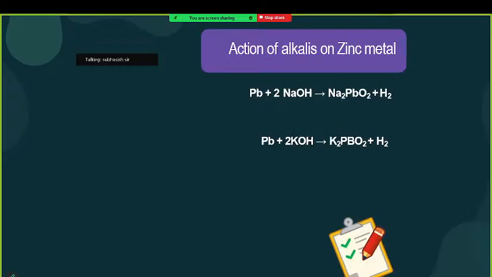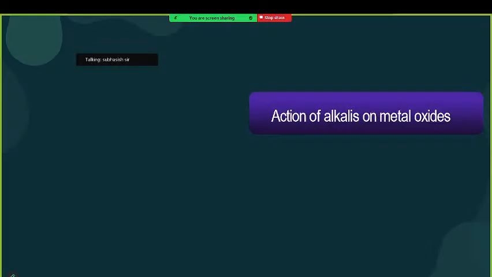Here lead also reacts in a similar way, where you see that sodium hydroxide reacts with lead with the formation of hydrogen gas. So these metals like zinc, aluminium, like lead, etc., easily react with alkalis with the formation of hydrogen gas.